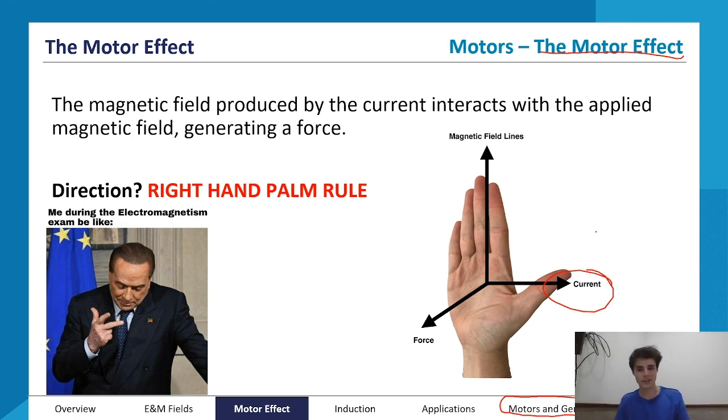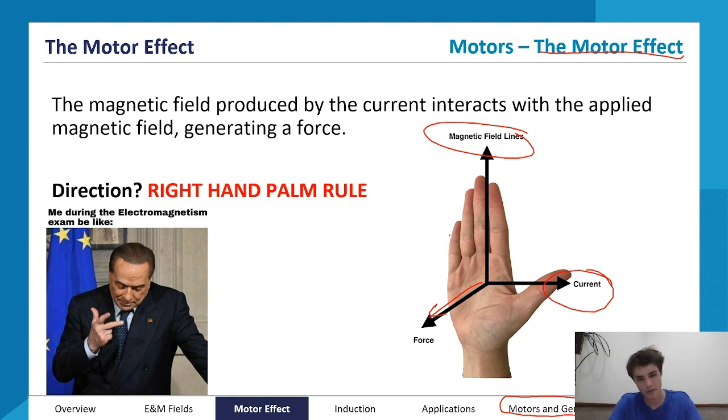Because a current is just a whole bunch of particles moving in one direction. So just to quickly recap, you can figure out the direction of the motor effect force by pointing your fingers in the direction of the magnetic field lines and your thumb in the direction of the current, and then the force is moving out of your palm. Yeah, that's pretty much all there is to this.